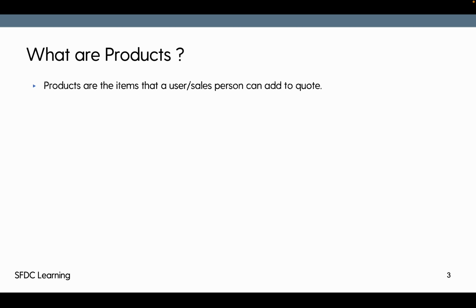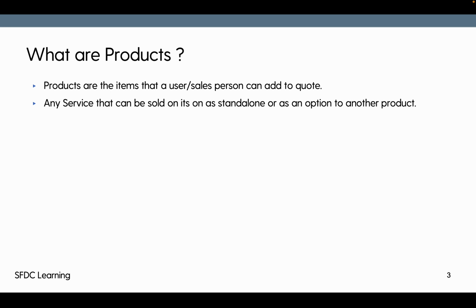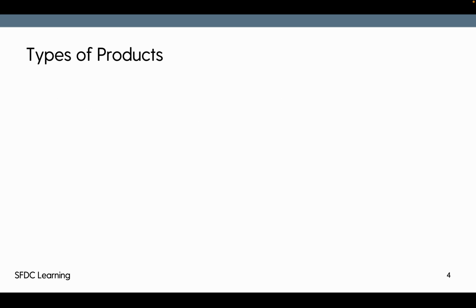So what are products? Products are the items that a user or salesperson can add to a particular quote or multiple quotes. In different language, we can say any service that can be sold as a standalone or as an option to another product is known as a product. The product can be sold as a one-time sale or recurring sale.